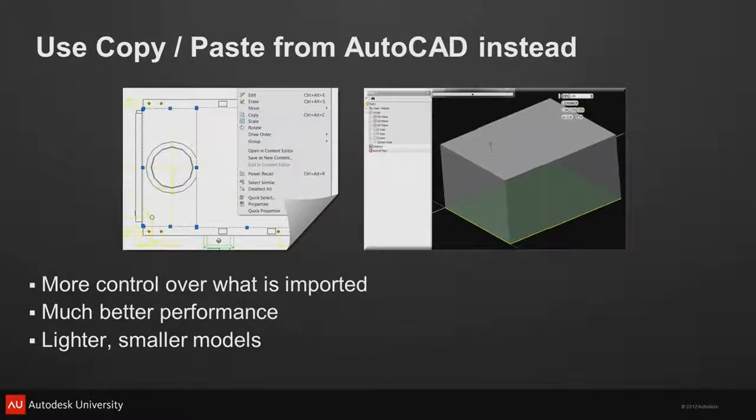Use copy-paste from AutoCAD. Have any of you guys done this? It's really slick and it's really easy. It's just a matter of going and grabbing whatever the profile is that you want, doing a window around it, copy, go into Inventor, go to the sketch, paste. That's it. Put it where you want it, put your dimensions on it, constrain it the way you want, and you're good to go.